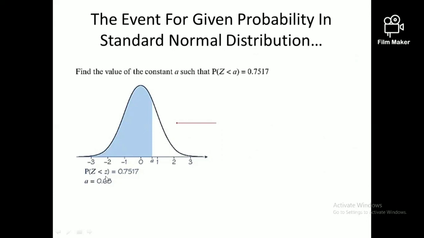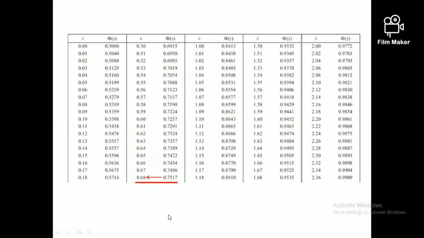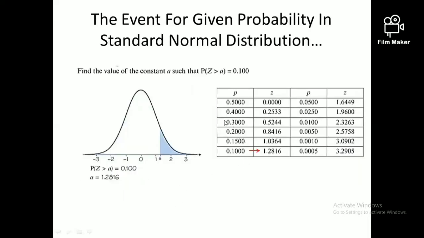Up to here, we have learned that if the event is given, how to find the probability. Now, the probability is given, you have to find the event. You are using the reverse process. See with 7517 and you can identify the element, right?